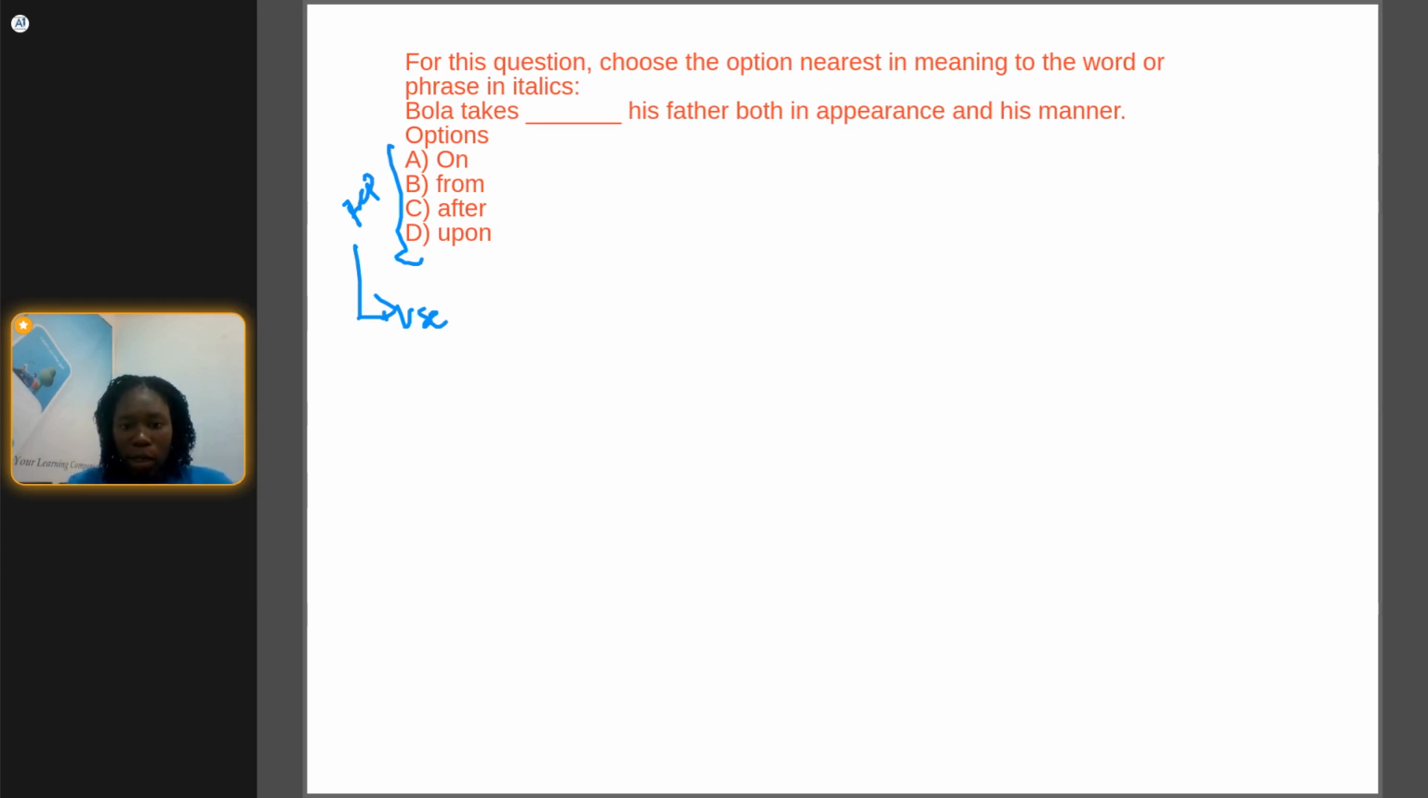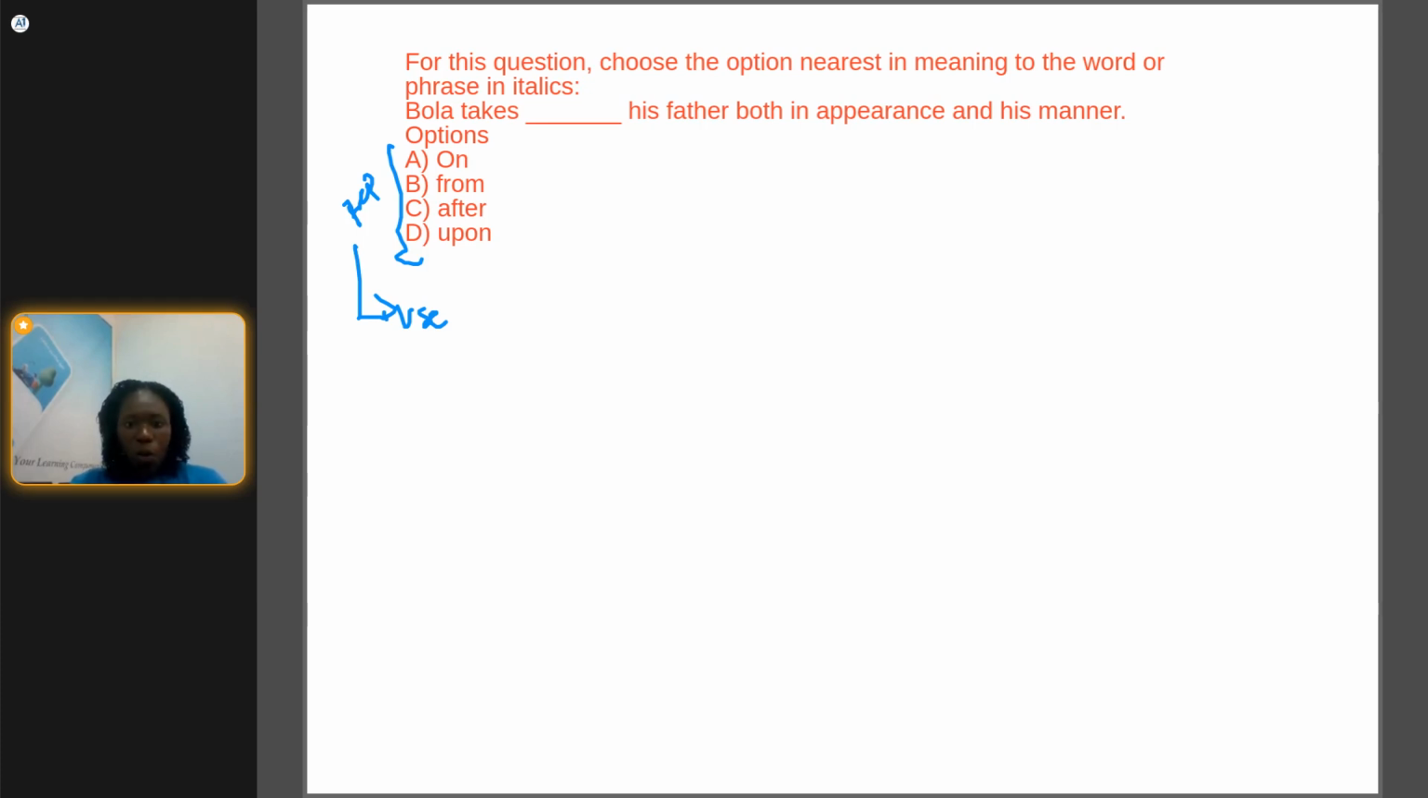All right. So we're going to be looking at the options to see which one is most appropriate. Now, option one says on. So Bola takes on his father. If you say take on, the meaning of take on is to accept a responsibility or a challenge, and that doesn't fit here. Option two, take from, means to remove from something, which also doesn't fit.